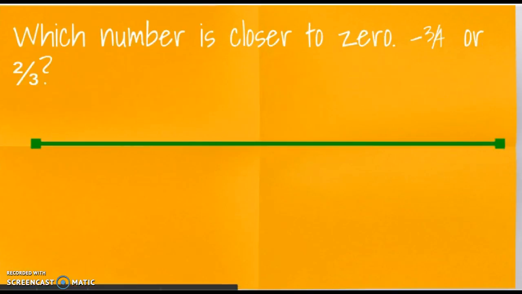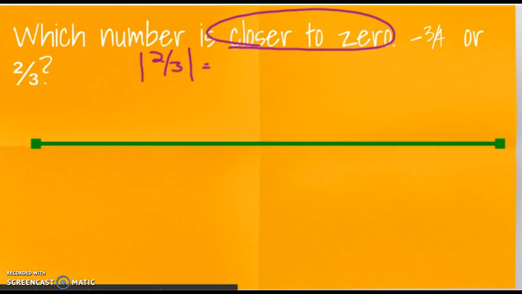All right, so the next one says which one's closer to 0, -3/4 or 2/3. So we talked about this one in class a little bit. Whenever you're trying to find what is closer to 0, you're going to take both of your numbers and find the absolute value. So the absolute value of 2/3 is 2/3. And the absolute value of -3/4 is 3/4. So in order to figure out which one's closer to 0, we actually want to find out which one is smaller. And there are a couple of ways to do that.